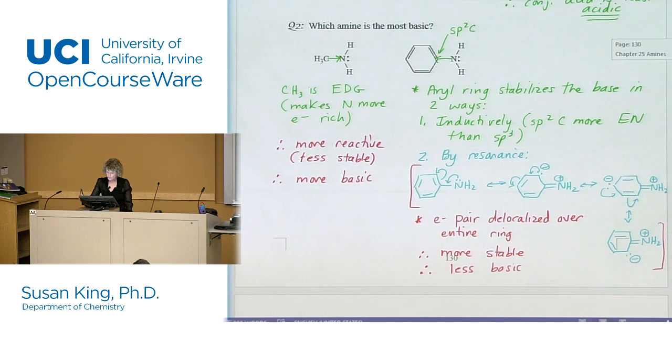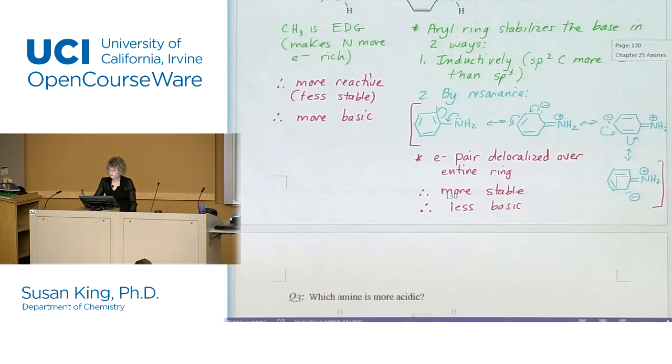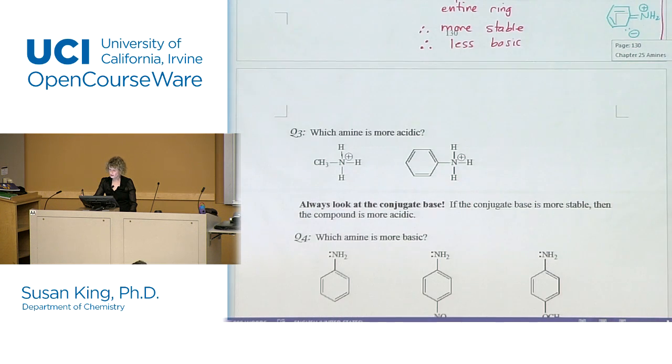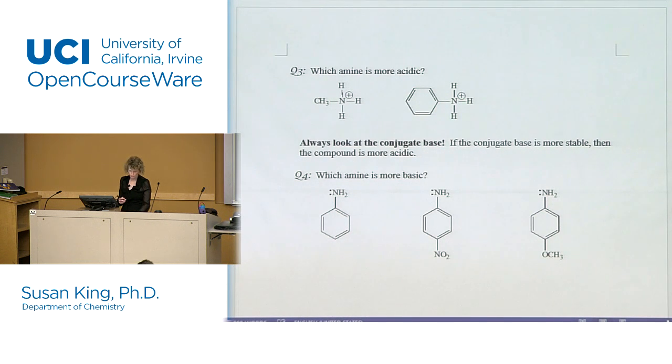Now, this is the same question. Which amine is the most basic? And we're talking about the same exact ones, except now we're protonated and we're saying which one's more acidic. So I can ask you either kind of question, and I will on the final. Which amine is more acidic?